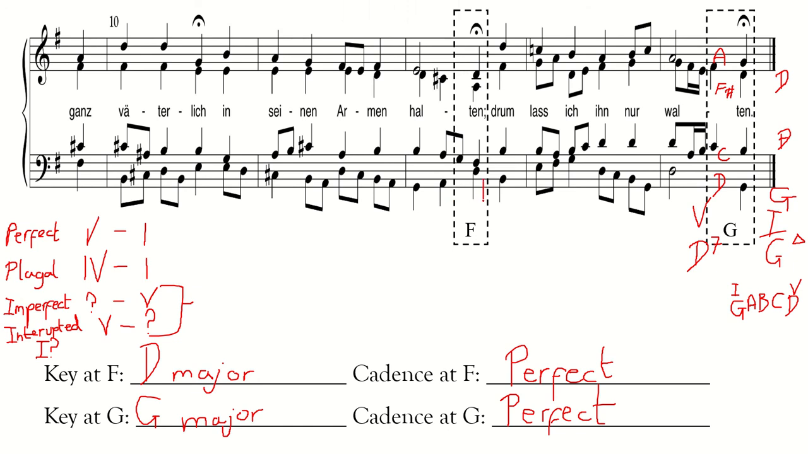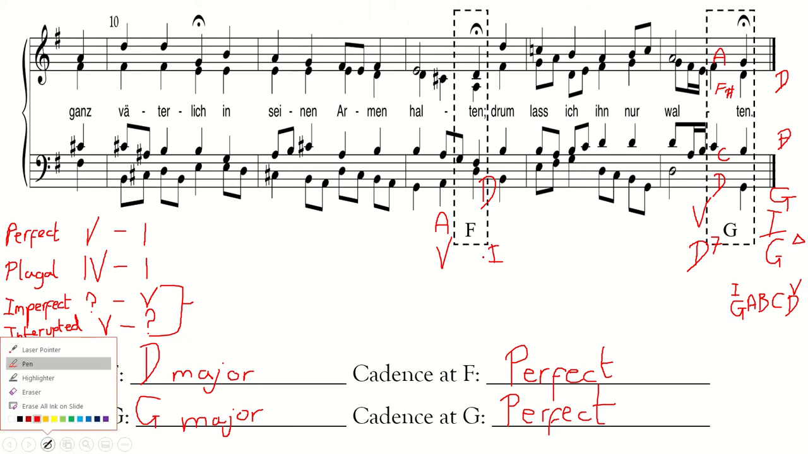So if we have D here in the bass, and then we have A here, or if we worked out our D major scale, D, E, F sharp, G, A, that would be 5, and that would be 1, which is already screaming to me that the key is in D and the cadence is perfect.